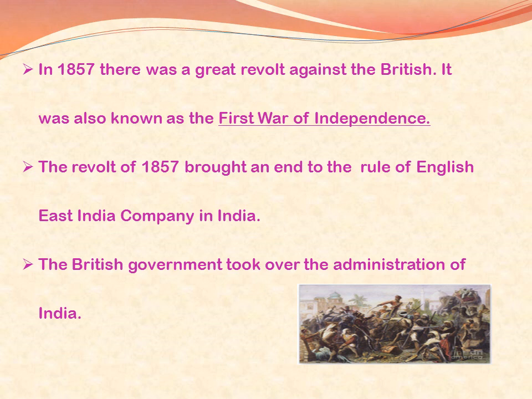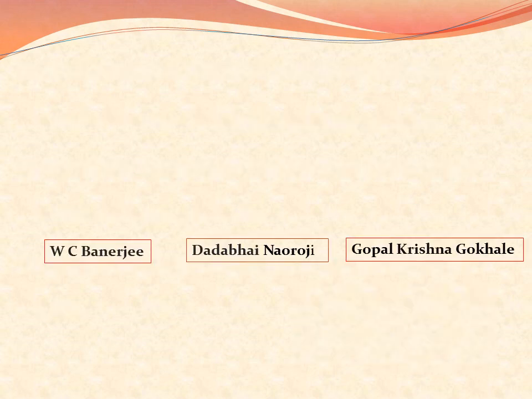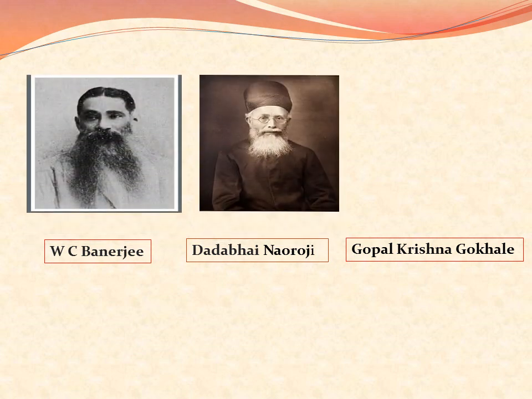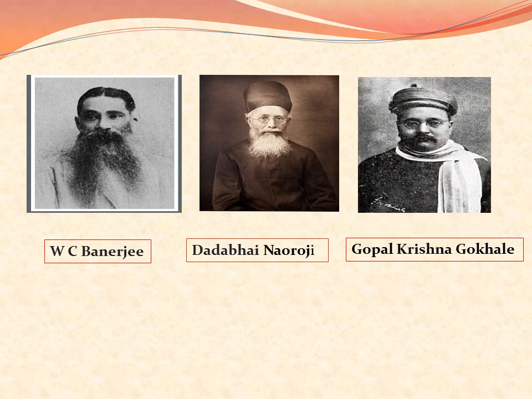The 1857 revolt was entirely crushed by the British. The British government took over the administration of India. The Indians realized the need to unite in their fight for freedom. Many educated Indians like W. C. Banerjee, Dadabhai Naoroji, and Gopal Krishna Gokhale formed political organizations to free India from the British rule.